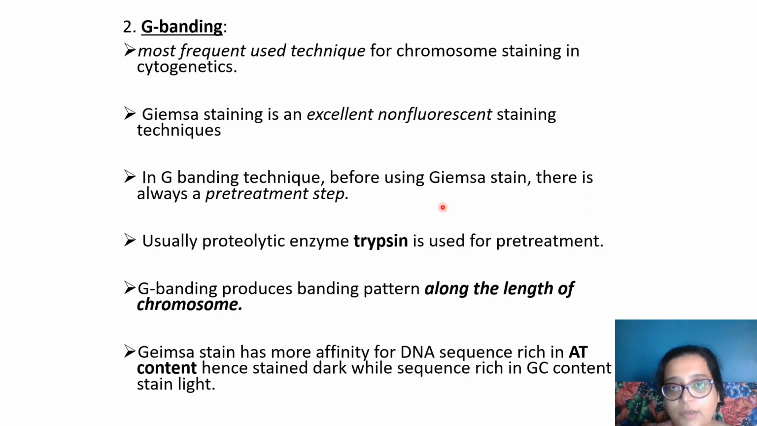Giemsa banding is the most important one done in labs, the most frequent, non-fluorescent. You require a pre-treatment step, which I'll tell you about. You use trypsin to digest the membrane, and then we can stain the chromosome with Giemsa. A banding pattern, as I showed you in the karyogram before, along the length of the chromosome is created. You need to know that Giemsa stains the AT content darker as compared to GC. So any chromosome region where there's more AT will have darker bands as compared to regions which have less AT. I will take the bandings in detail next time.